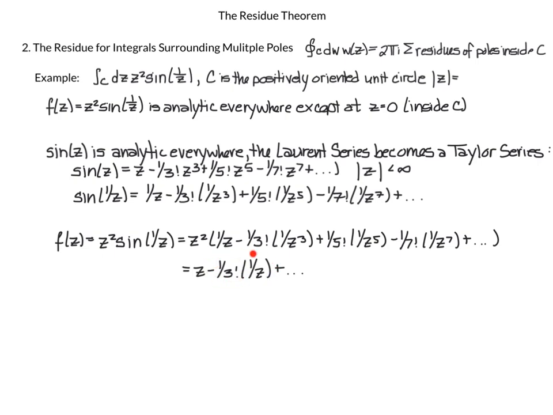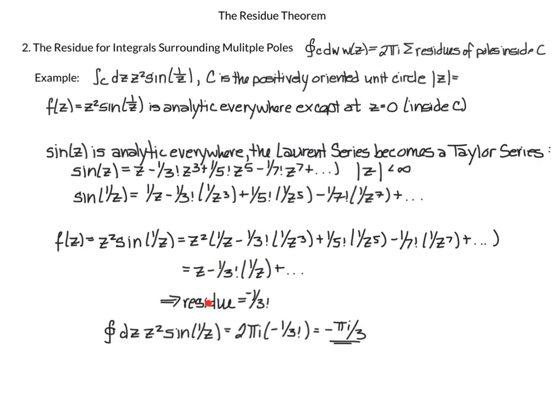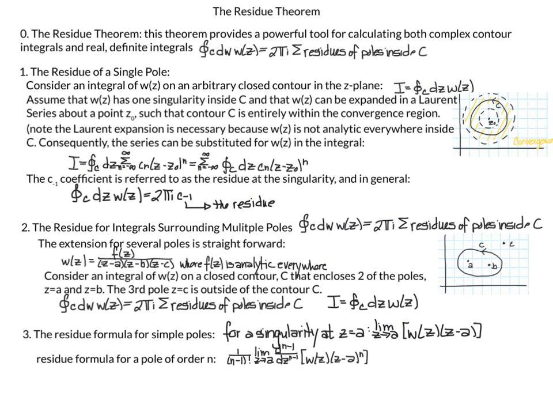So I can stop once I get to this term because I'm looking for my residue. And I found my residue is equal to minus 1 over 3 factorial, which means my integral of z squared sine of 1 over z is 2 pi i times minus 1 over 3 factorial, which is equal to minus pi i over 3. As you can see, for this residue theorem, having the Laurent series expansion and being able to get the c to the minus 1 coefficient is important to be able to use this formula.